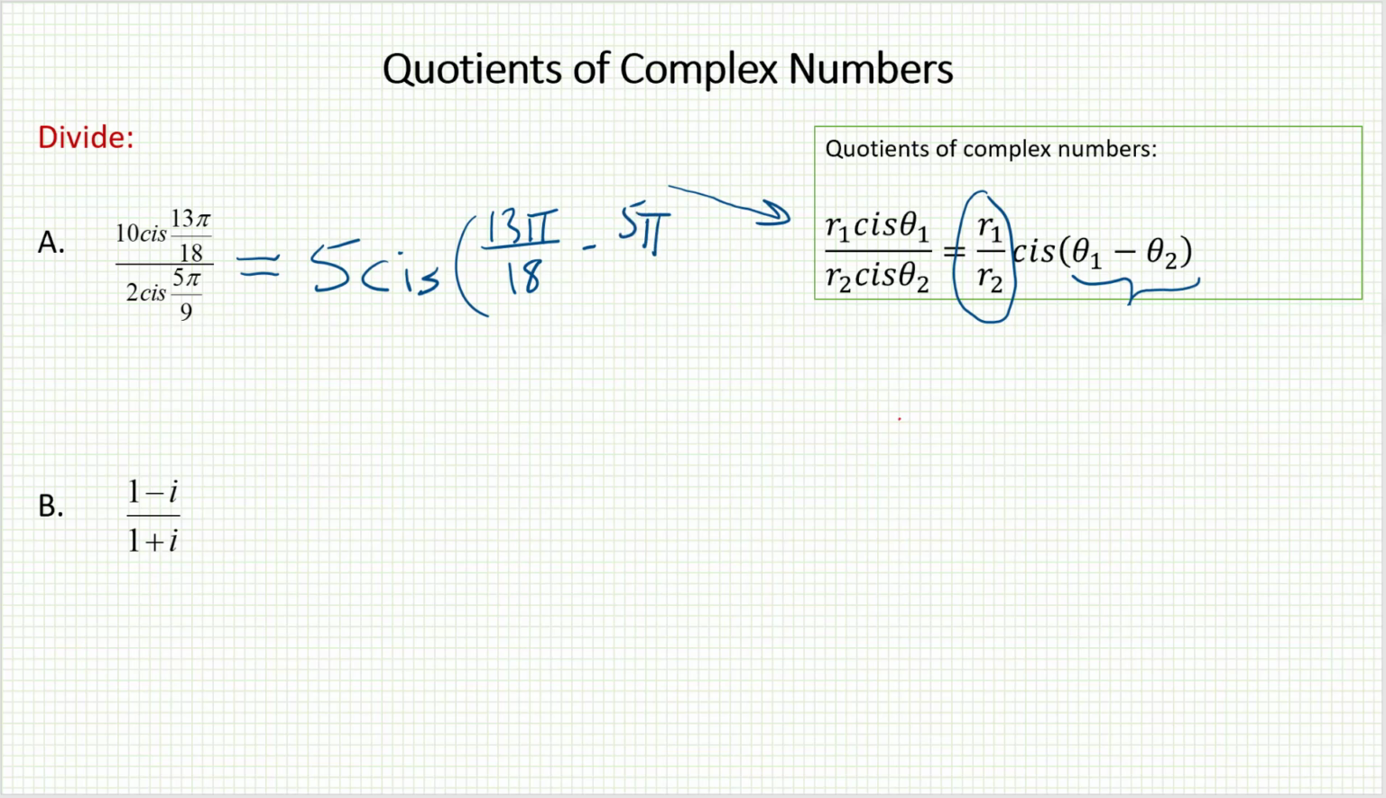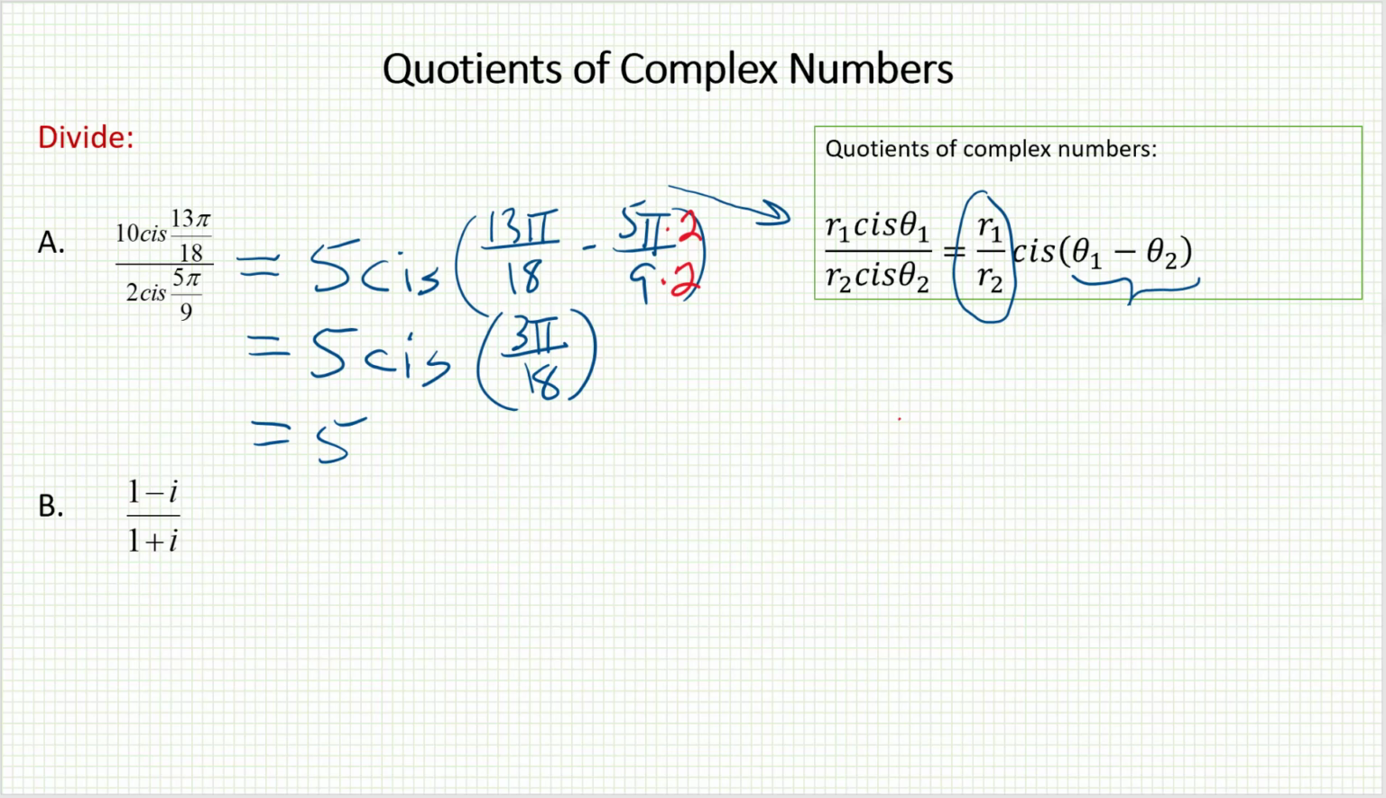9. Let's see, I'll have to get a common denominator there. Multiply top and bottom by 2. So that's going to end up being 13 pi over 18 minus 10 pi over 18, which is of course 3 pi over 18, but that reduces to simply pi over 6. Here is the trig form answer to that problem.